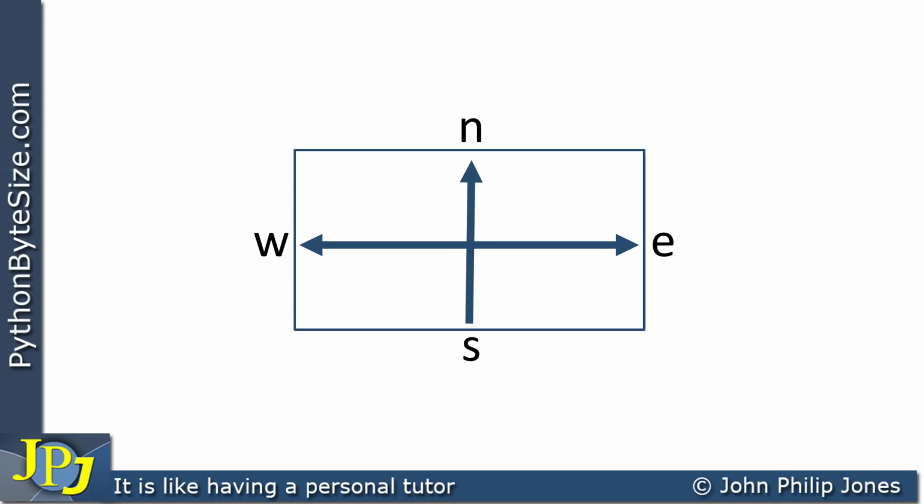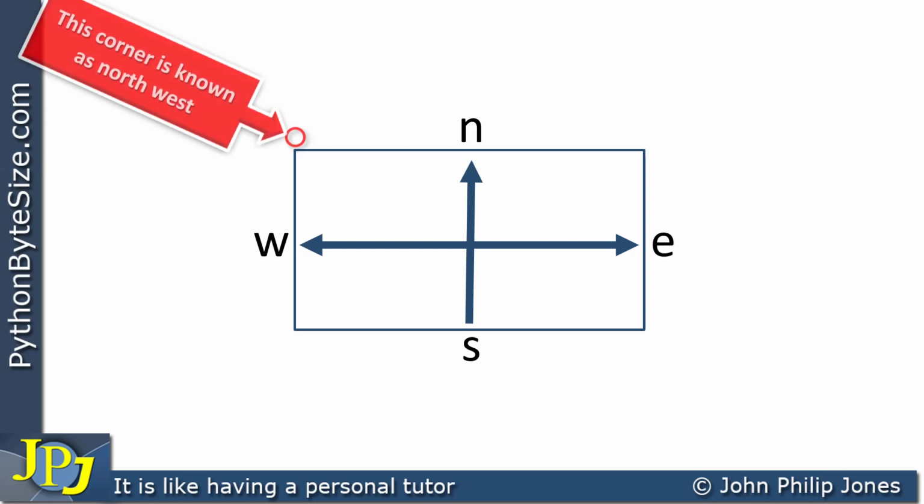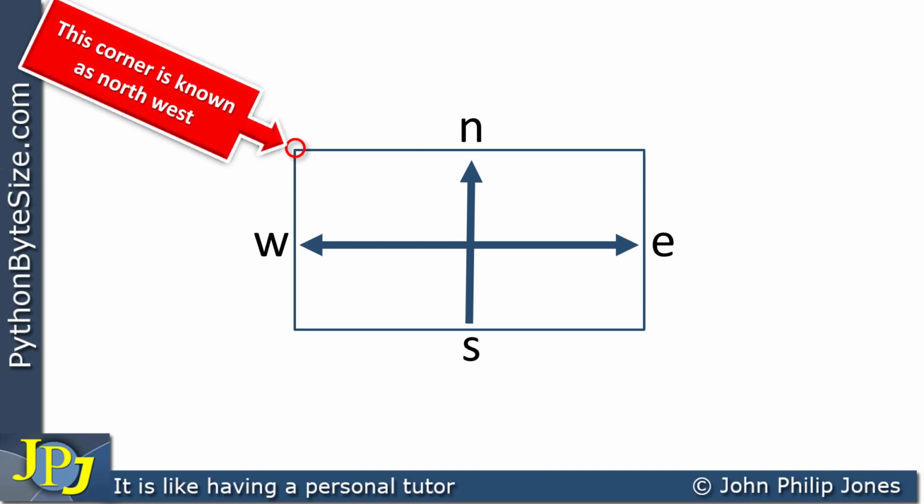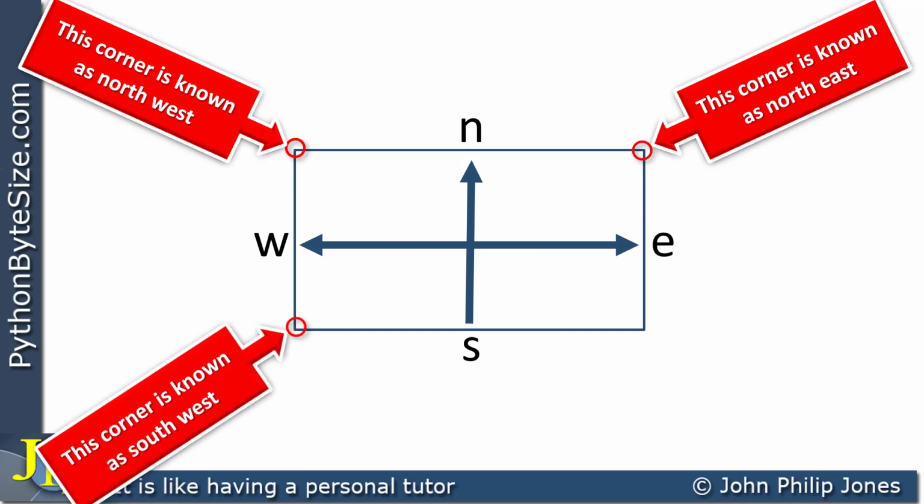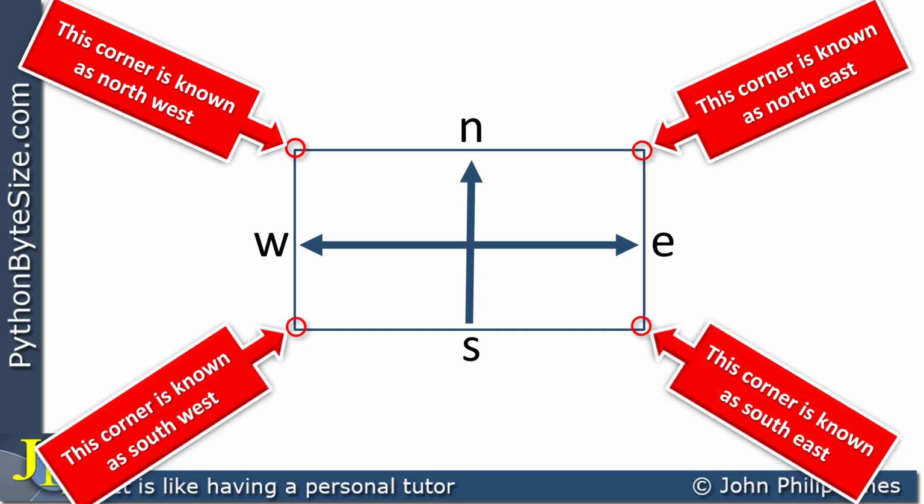Of course, the next thing we need to consider is what about the corners of the widget? Well, we can see that this corner here is known as northwest based on the compass, and this corner is known as northeast. If we look at this corner here, it's known as southwest, and this corner, well, that's known as southeast. And again, we're basing all of this on the compass.